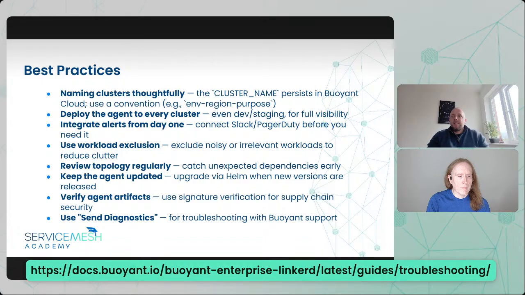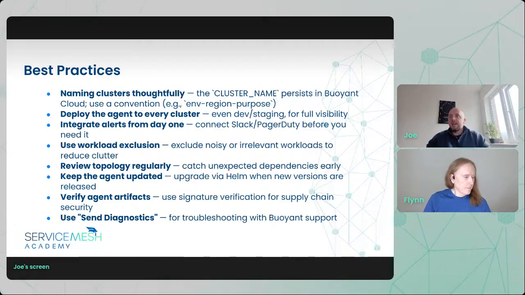Topology, regularly. Again, that topology view that we were talking about earlier, you can use it to catch unexpected dependencies early. And so again, if you've got that API gateway and then an app that might talk to a few different upstreams, Flynn, that you mentioned, I think you can catch those things early on and just make sure that you've got network policies in place, that you've got scaling set correctly, that the pods are right sized for what you've got going on.